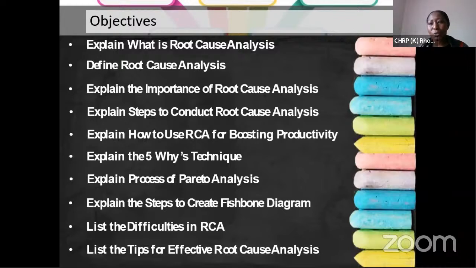Again, we are going to look at it. Why is root cause analysis so important? Is it a topic that we should be spending time and investing our money to study? Why is it so important? How does it impact our business?